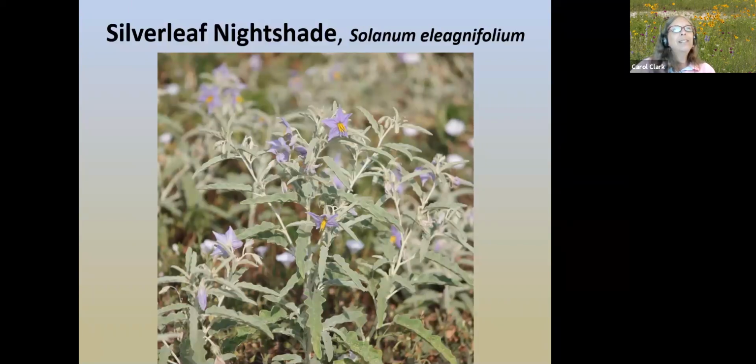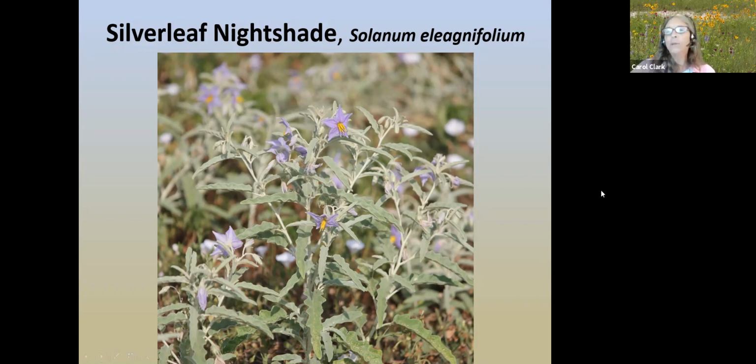Silverleaf nightshade. You can see that pale green silvery look on the petals, and that gives you a clue that this is a really drought tolerant plant. And sure enough, it will bloom in August in a place that gets no supplemental water at all. It's perfectly happy doing that.